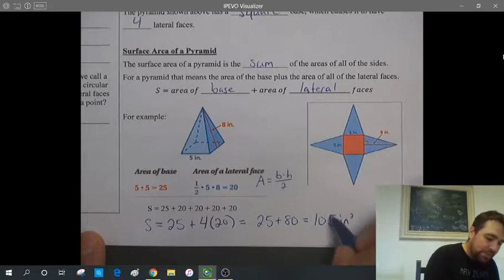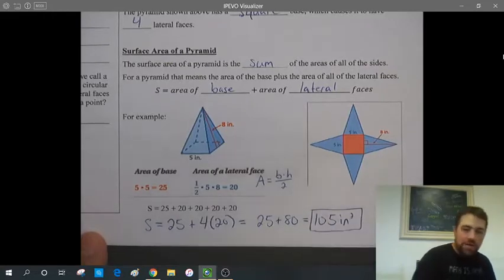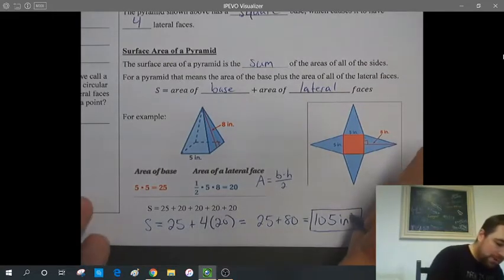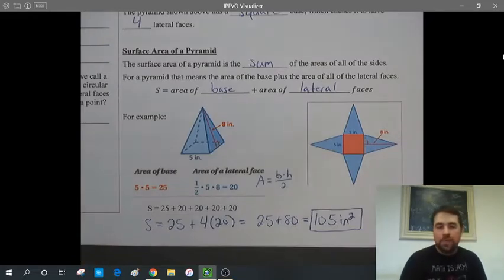So just like with the prisms, again, we're finding an area here, and so we want to use our square units for when we're labeling our numbers, and so it'd be 105 inches squared for the surface area of this pyramid.